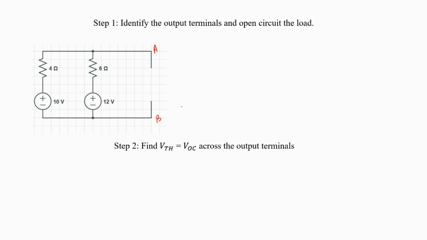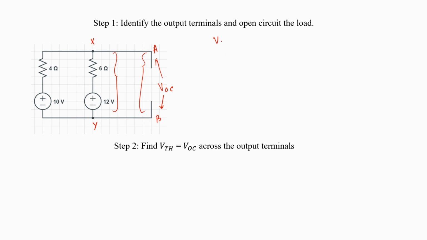The second step is to find out VTH, which is going to be equal to VOC. So I need to find out the voltage across the terminals AB, and I'm going to call it VOC in this manner. So this is going to be the open circuit voltage. Now, in order to do that, let us analyze. Say I call this terminal XY. Now, if we look at it closely, the voltage across the terminals AB is the same as the voltage across the terminals XY.